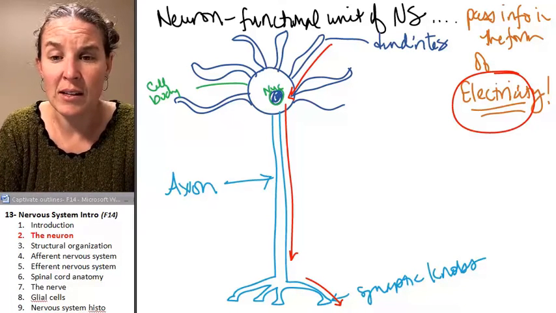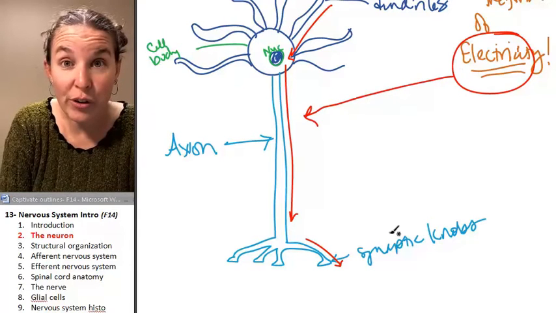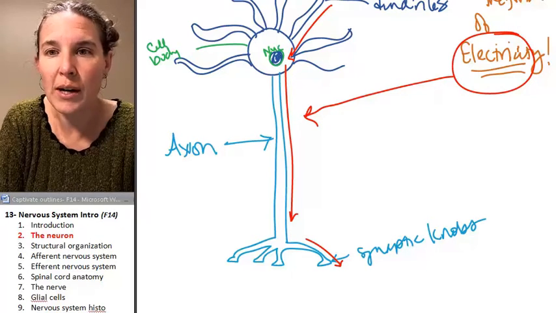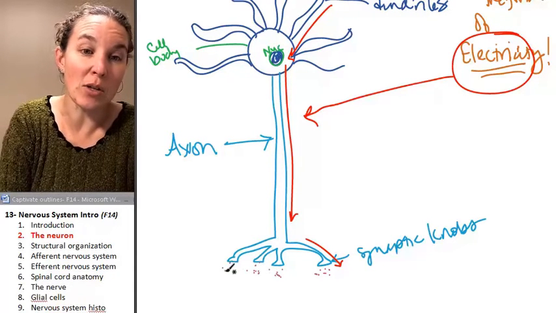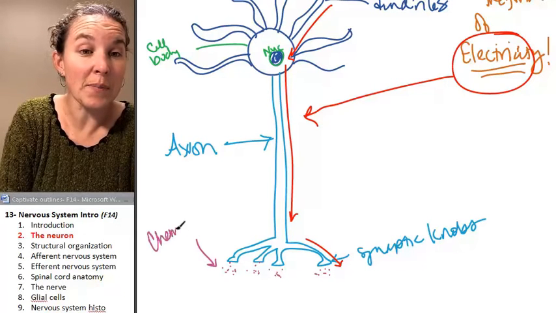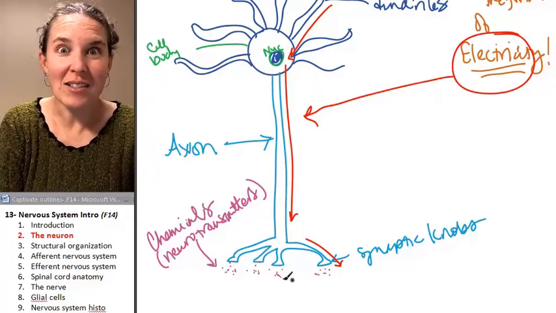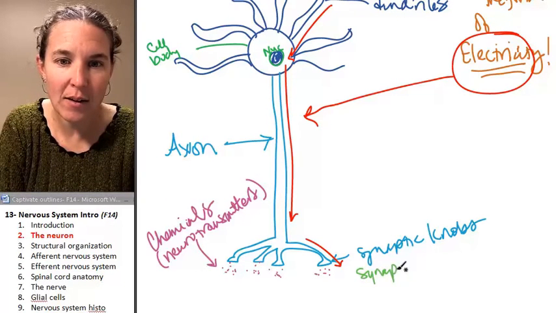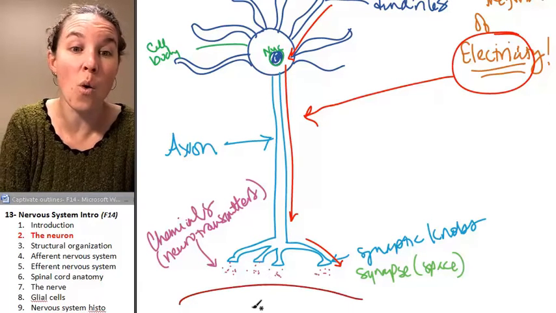Now, dude, really, is that the end of the story? What happens to the information at the synaptic knobs? We said that the information was electrical as it was passing through the neuron itself. True story, but guess what? It doesn't stay electrical forever. Once the information passes to the synaptic knobs, it has to be passed on chemically. And these chemicals, again, we just are going to have to accept. We're not going into crazy detail here. These chemicals are called neurotransmitters. And the neurotransmitters can cross a synapse. What? And the synapse is a space, and head to either another neuron or an effector.